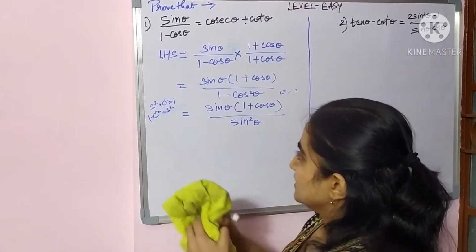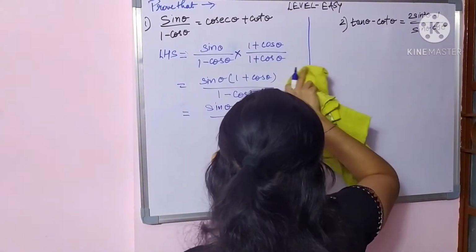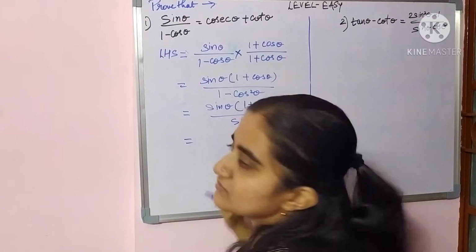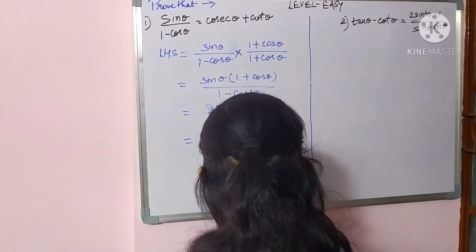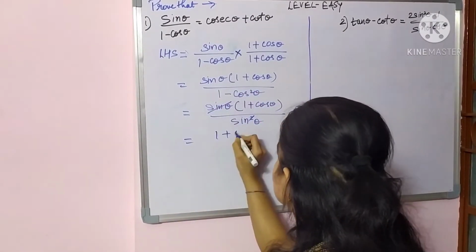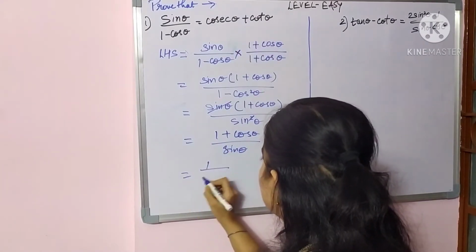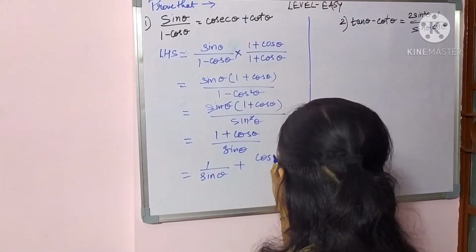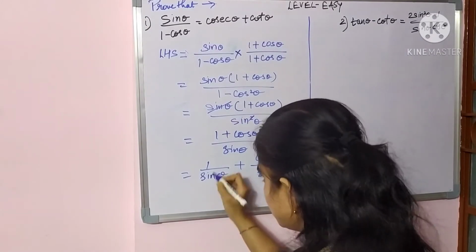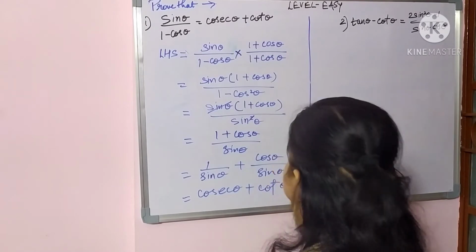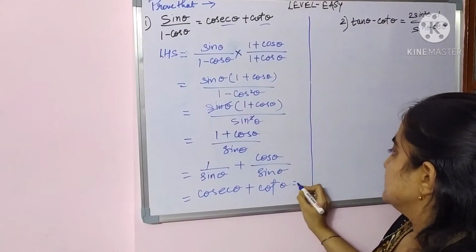Now, I erase this part. Sin theta 1 plus cos theta, and in the denominator sin square theta. This sin theta and this square part get cancelled. 1 plus cos theta upon sin theta. Now it's very easy to achieve this. How? 1 upon sin theta plus cos theta upon sin theta. 1 upon sin theta is cosec theta, and cos theta upon sin theta is cot theta. Hence we received RHS.